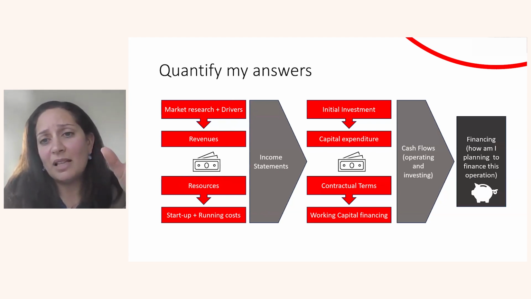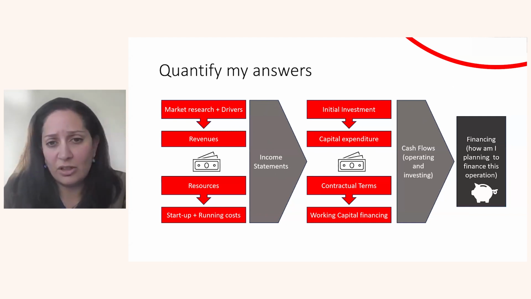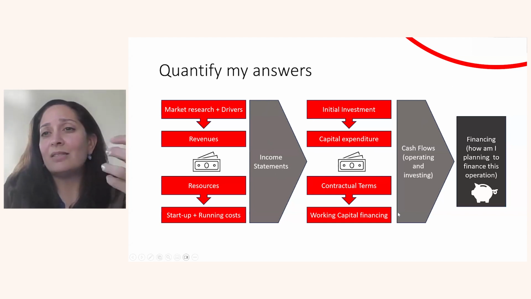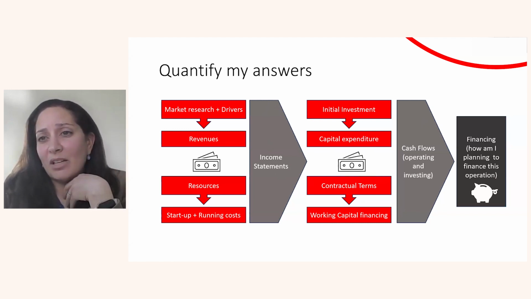Now, from my income statement, I need to move to something that is my cash flows. Whatever capital expenditure or initial investment I'm going to put in, machinery, furniture, etc. I need to look at my contractual terms because this is going to affect my working capital. So the faster I collect my receivables and the slower I pay my suppliers, this helps my cash flows, okay?